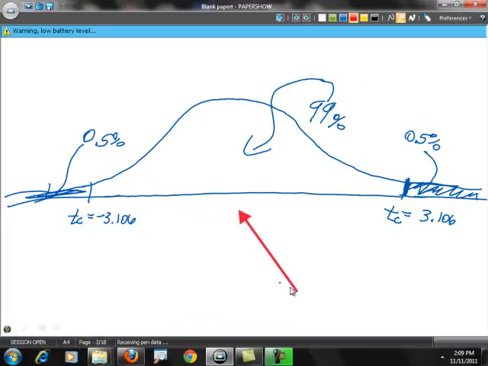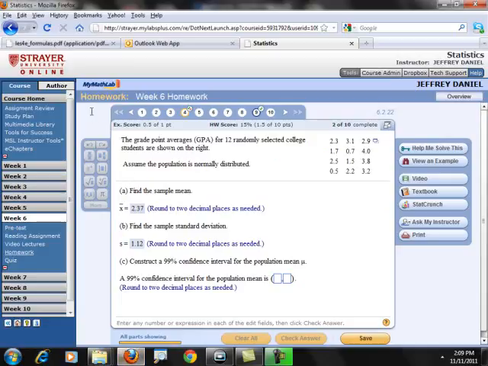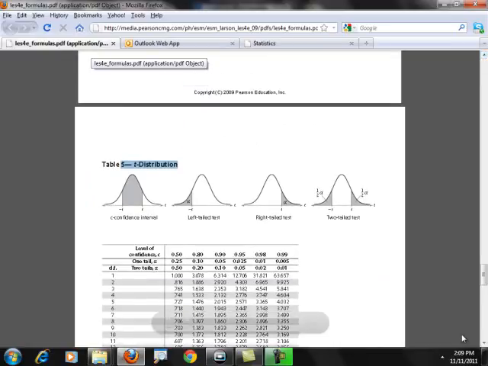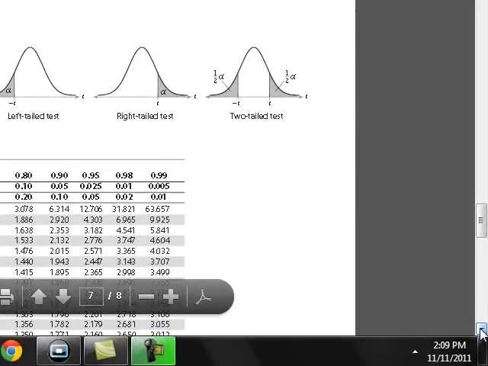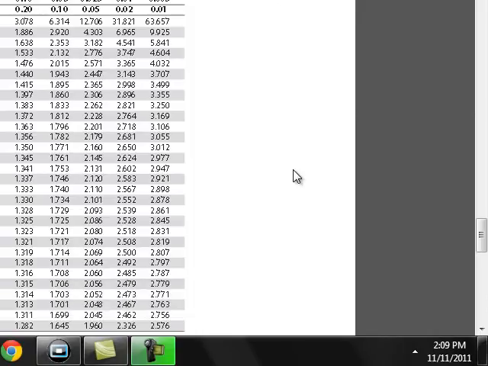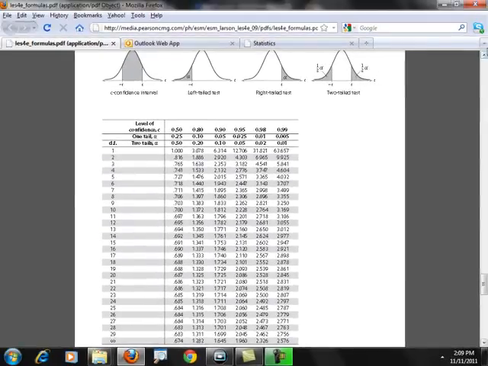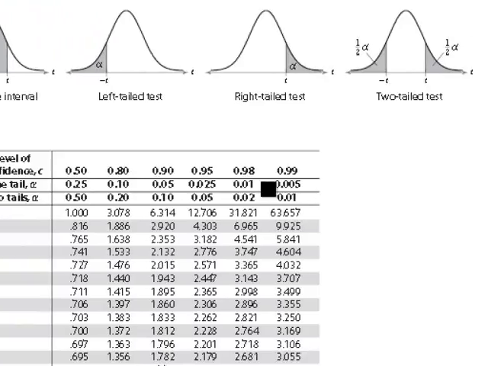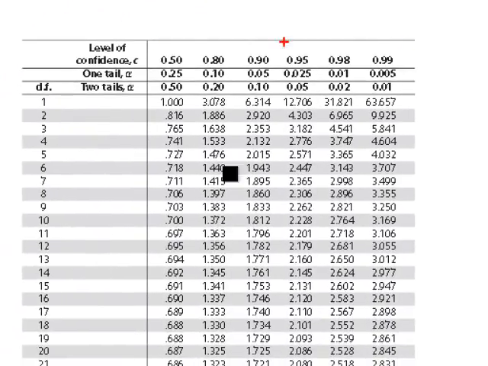Let me show you the table where to find this. It's in the textbook, and you can get it through the appendix, but it's the t-table. This is the t-distribution, and we're doing a two-tailed test. Let me zoom in a little bit. So for this t-distribution, our level of confidence is going to be 0.99. It's a two-tail test, so alpha, which is 1 minus the level of confidence, is going to be 0.01.